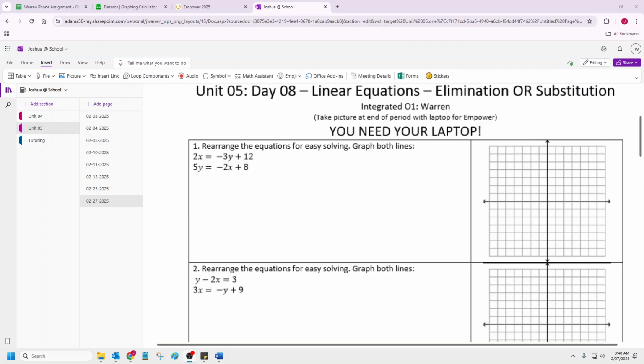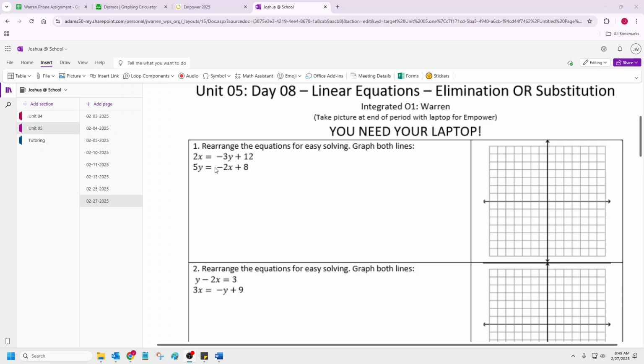All right, integrated one, here's the deal. We're doing more of these equations. The difference this time, though, is you have to do a little bit more algebra on it before you can just use it. Today is mixed solutions, meaning you can solve these equations with elimination or substitution. But if you notice, they're not very pretty right now. I still want you to go to Desmos, and I still want you to type this in.